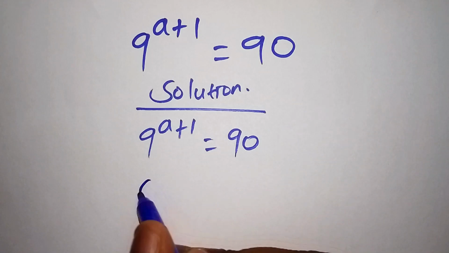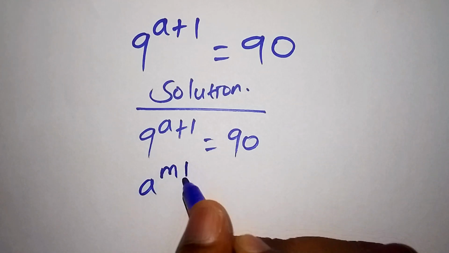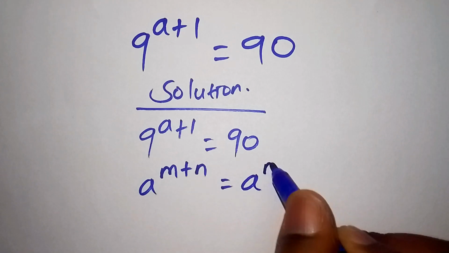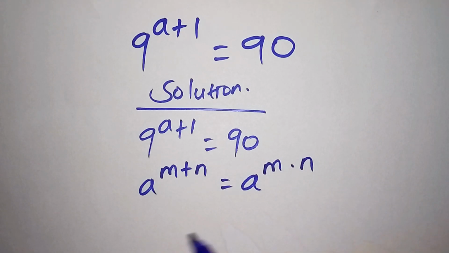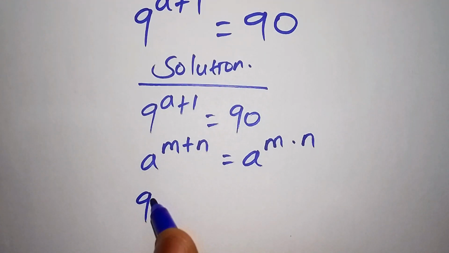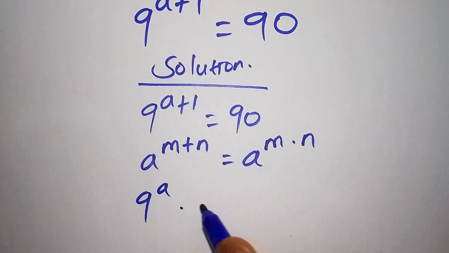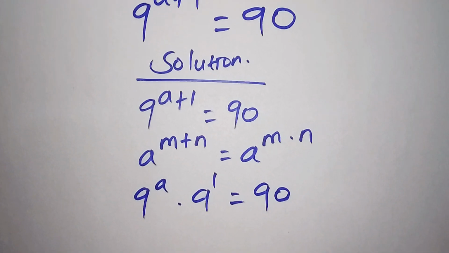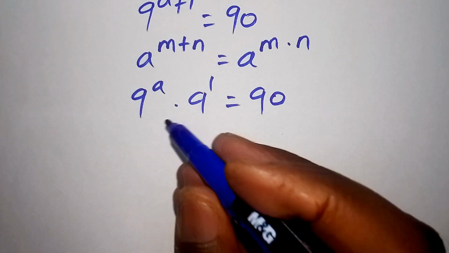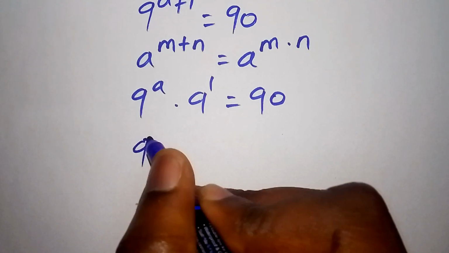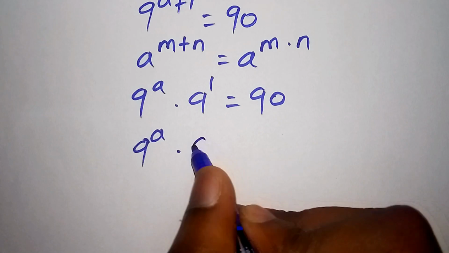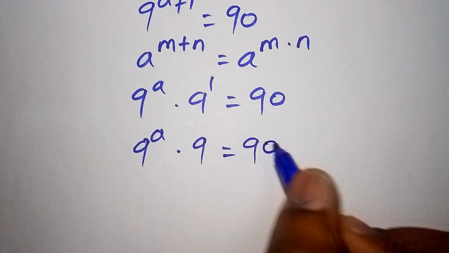So assuming that you have a to the power of m plus n, these can now be worked out as a to the power of m multiplied by a to the power of n. So in this case, we shall now have 9 to the power of a multiplied by 9 to the power of 1 equals 90. So let's work it out. 9 to the power of a multiplied by 9 to the power of 1, which is 9, equals 90.